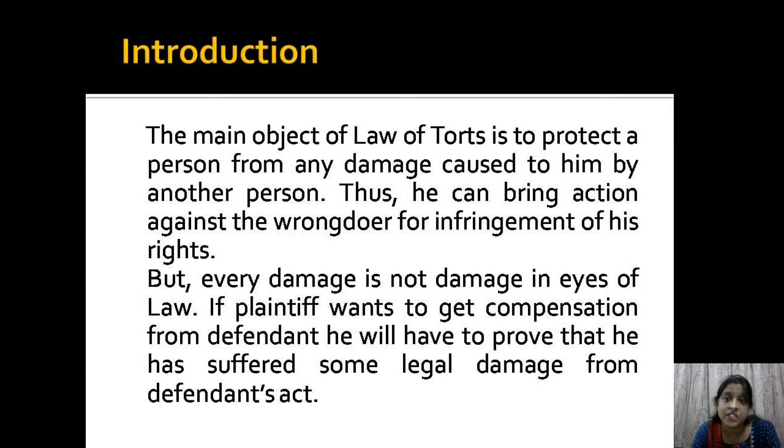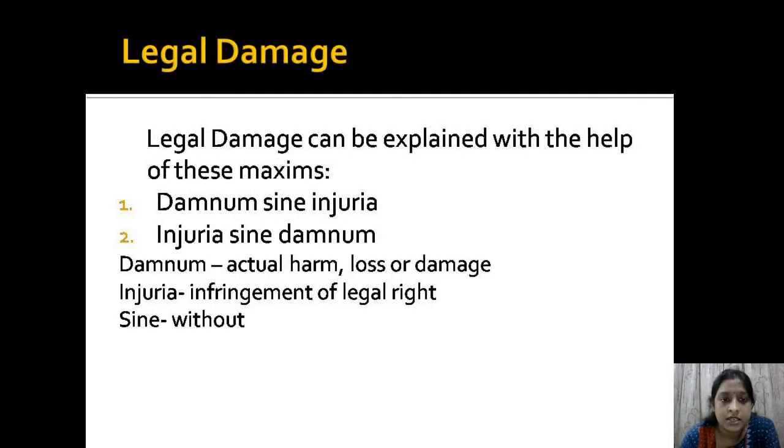But he should have suffered certain injury because of that act. Then only he can claim compensation. But every damage is not damage in the eyes of law. If he really wants to get a compensation, then he will have to prove that due to the defendant's act, he has suffered some legal damage from defendant's act. The concept of legal damage can be better understood with the help of two maxims, which is given here. First is Damnum sine Injuria, and the second is Injuria sine Damnum.